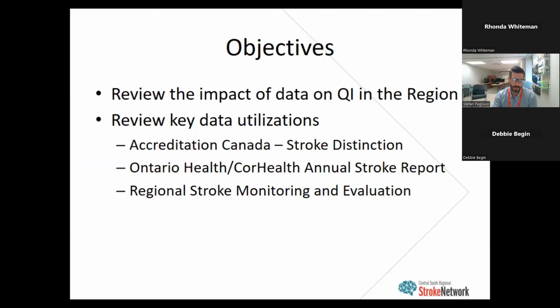So what I'll review is the impact of data on quality improvement in our region, and then look specifically at key data utilizations, looking at stroke distinction, looking at the annual stroke report that's released by the province, and then really narrowing it down to a local focus and talking a little bit about our regional stroke monitoring and evaluation committee.